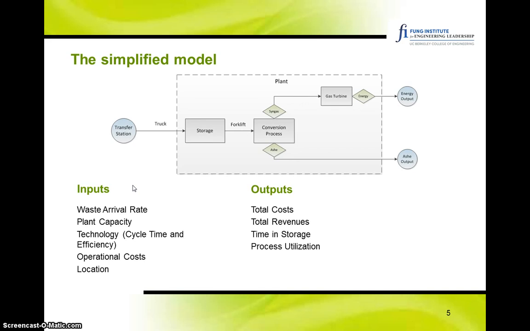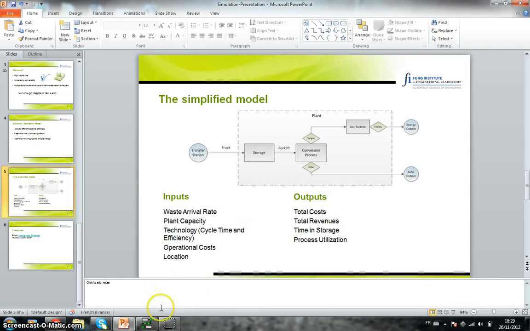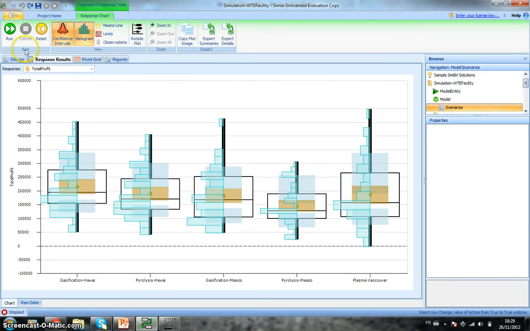We can use as inputs waste arrival rate, plant capacity, different technologies that differ in cycle time and efficiency, and different operational costs in different locations. As outputs, we will get total costs and total revenues, which are our main concerns, and other outputs such as time in storage and process utilization, which will help us optimize plant design and scheduling. So we'll show you now how our process is working.